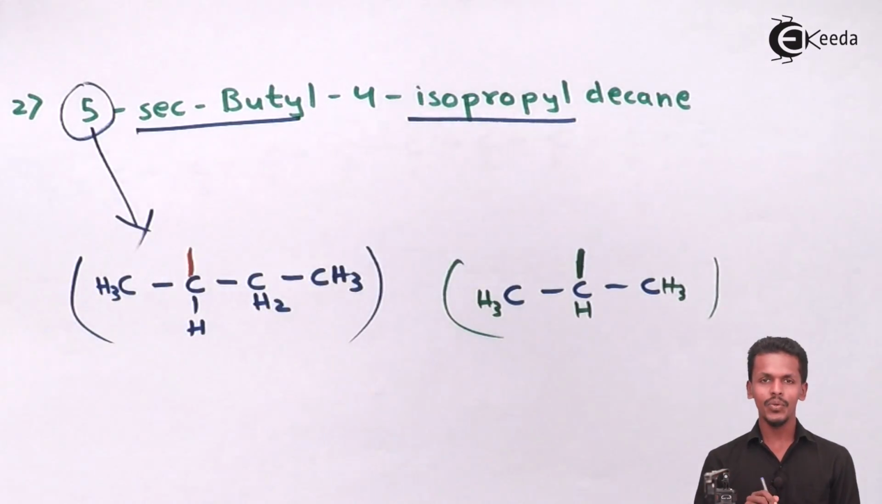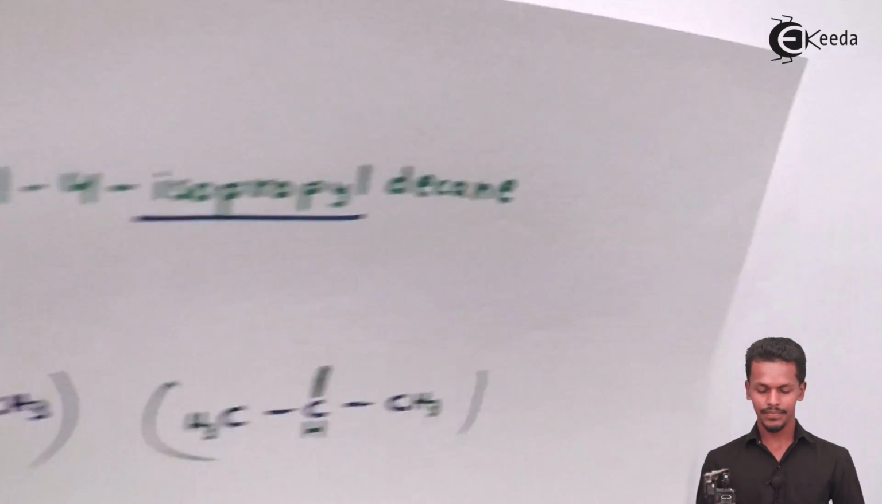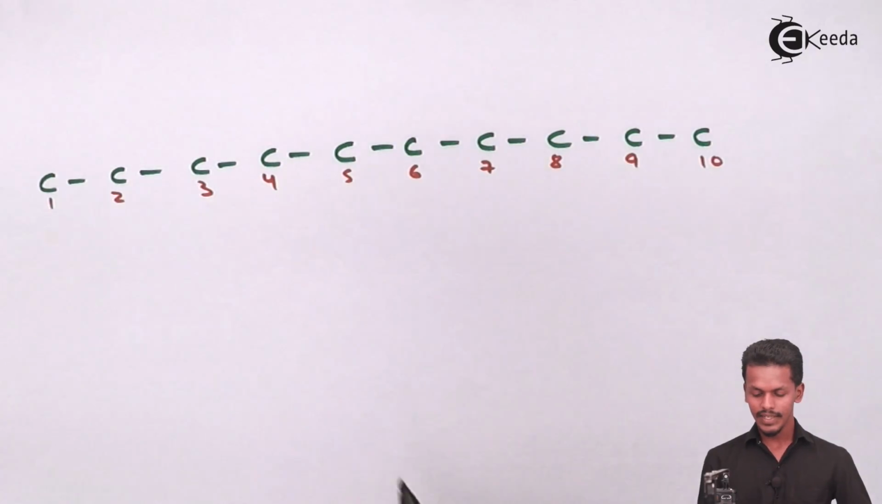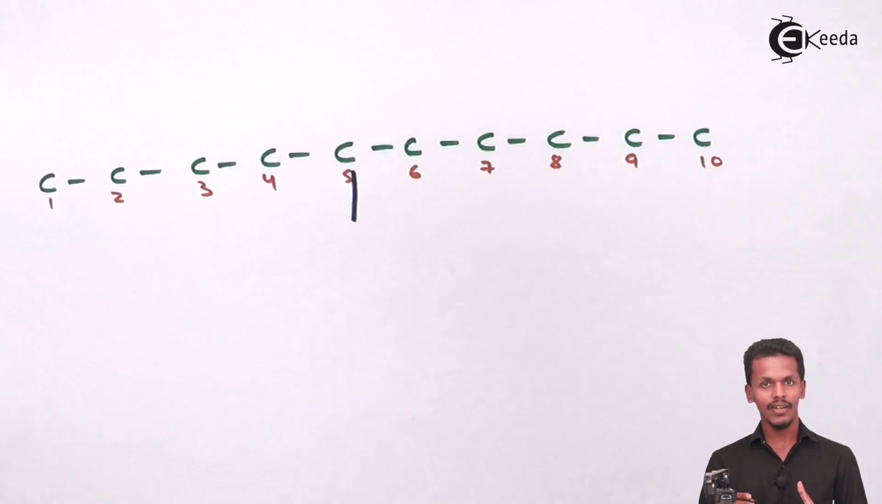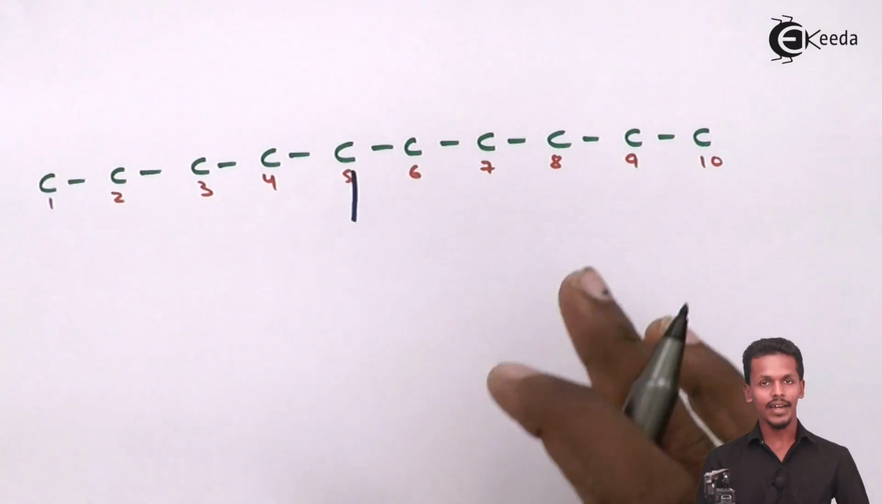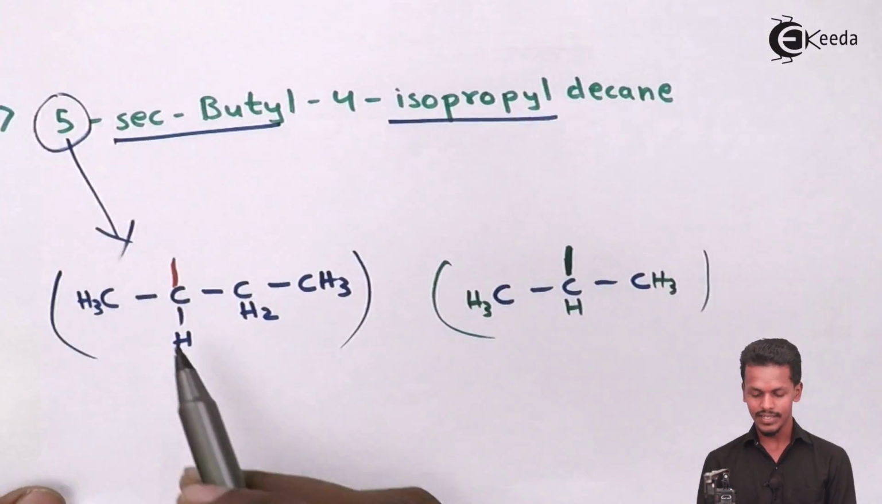So now in this case what we are going to do, we are going to attach this group at the fifth position. So the fifth position will have an attachment. This is the carbon that would be attached towards the parent hydrocarbon, and that is this one, the red line that you are seeing.